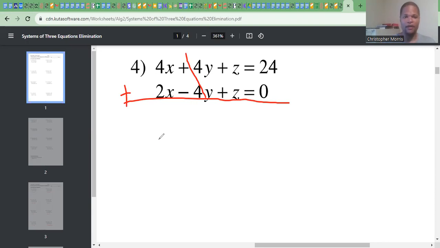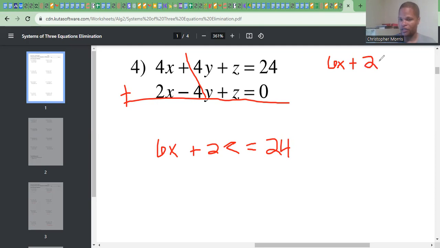Add them up, and you'll be left with 6x. If you add up the z's, you'll have 2z, and if you add up the constants, you end up equaling 24. That's what happens if you take the first two equations and add them together. What we want to do in this situation is store this. You want to put it on the shelf for a minute, because we're going to come back to it. So I'm going to put it over here to the side: 6x plus 2z is equal to 24. Then we're going to back it up from there.